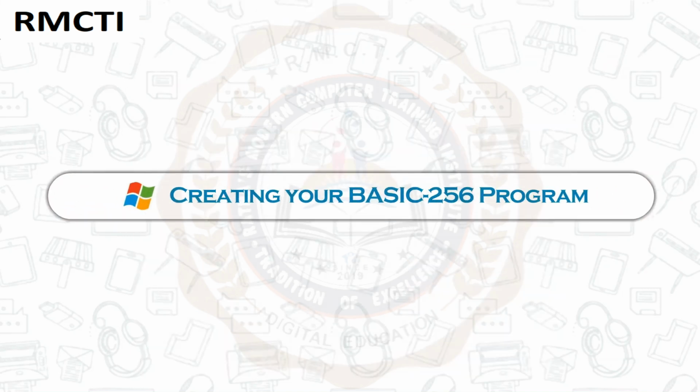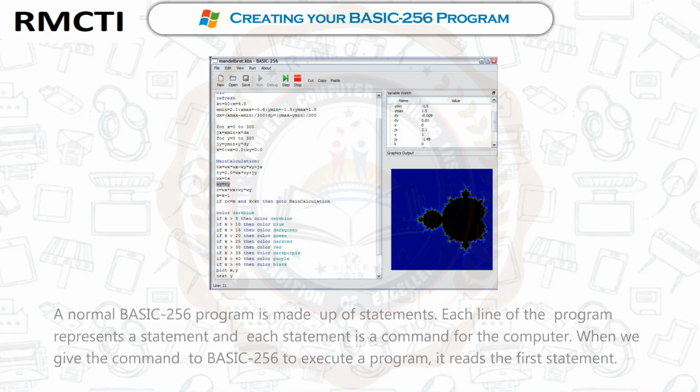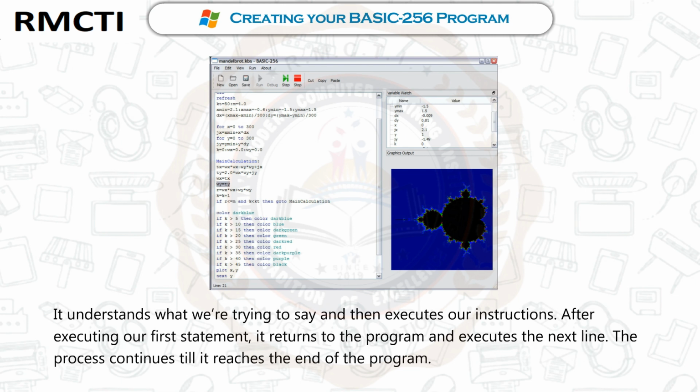Creating your BASIC-256 program. A normal BASIC-256 program is made up of statements. Each line of the program represents a statement, and each statement is a command for the computer. When we give the command to BASIC-256 to execute a program, it reads the first statement. It understands what we are trying to say and then executes our instructions. After executing our first statement, it returns to the program and executes the next line. The process continues till it reaches the end of the program.